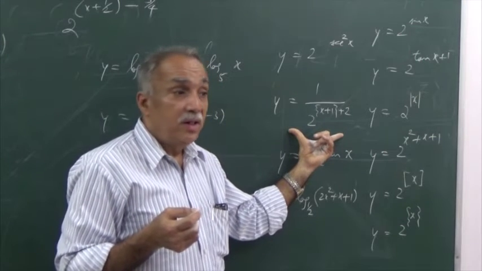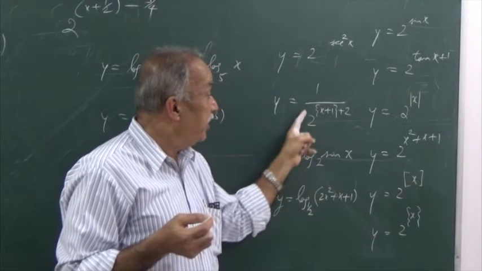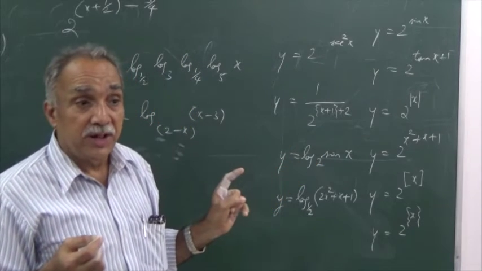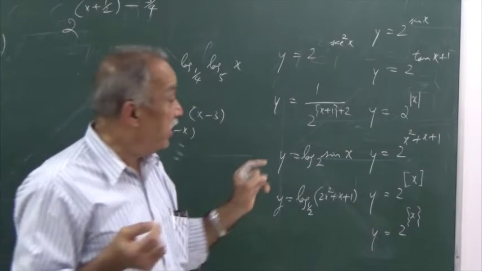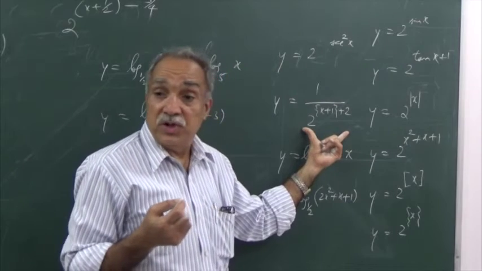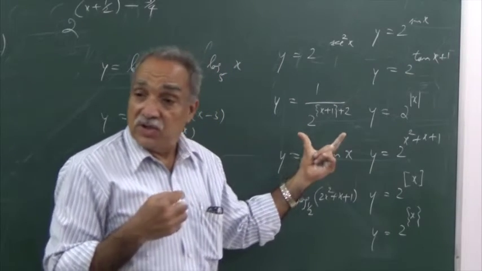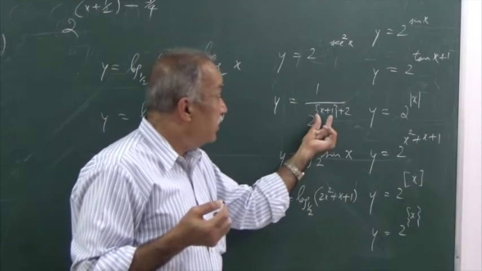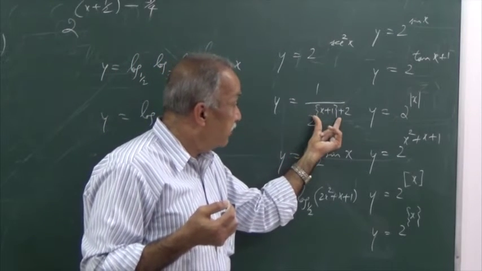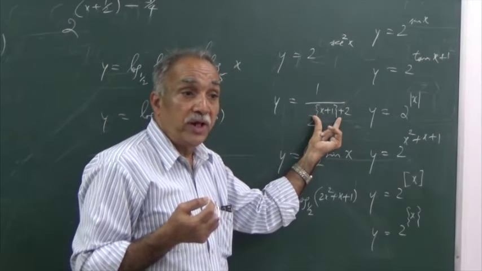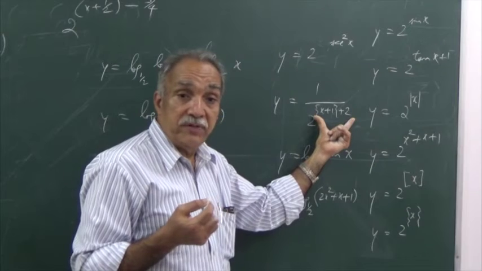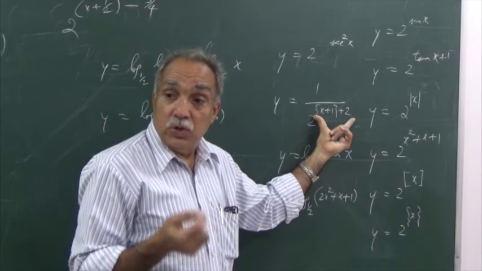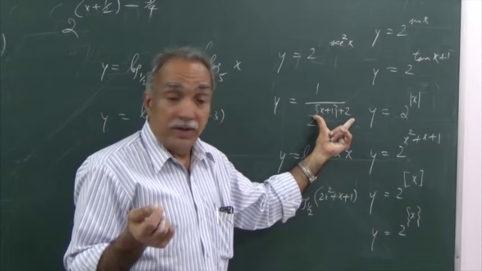Domain. Can the denominator vanish at any particular point belonging to the reals? Is there any point where the denominator is 0? No. Domain is the set of all real numbers. What about range? This fractional part lies between 0 and 1. Plus 2 lies between 2 and 3. 2 included, 3 excluded.